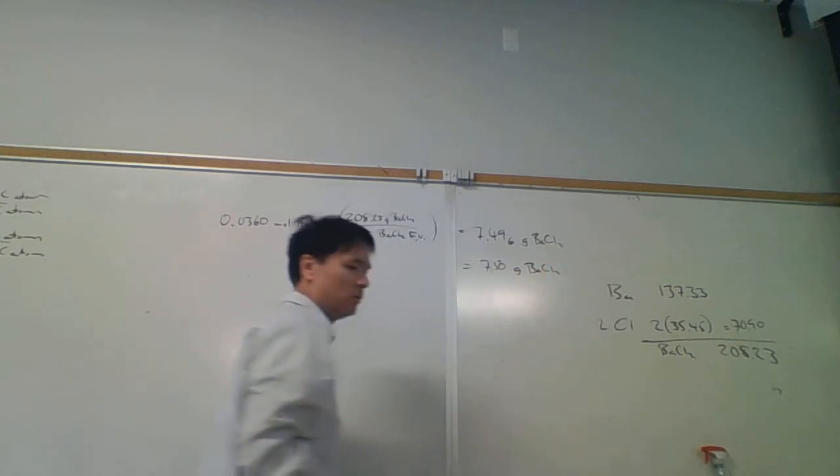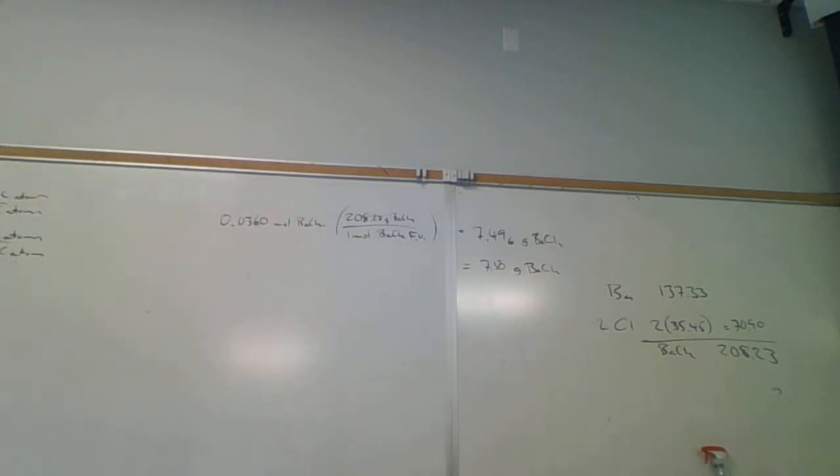And so a quarter mole of barium chloride weighs about 7.5 grams. Half a mole would weigh about 15 grams. And a full mole should weigh about 30 grams. That's right. Maybe my calculation's wrong.